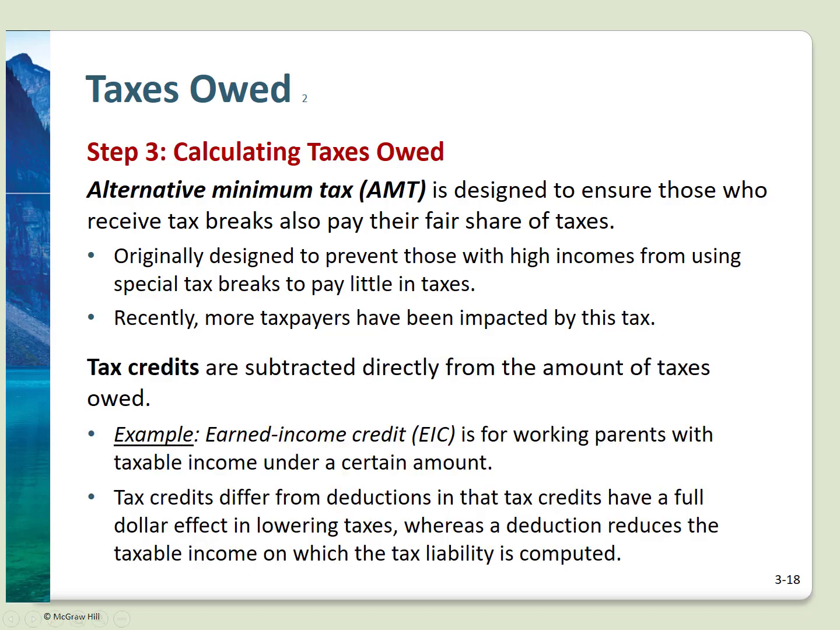Tax credits, very valuable. They directly reduce your taxes owed. Earned income credit is aimed at working parents with taxable income below a certain amount. Foreign tax credit avoids double taxation. Savers credit encourages savings for retirement. There are adoption credits, education credits, child credits. If you think you're eligible for any of these, take the time to investigate the requirements because they can make a big impact on the taxes owed.